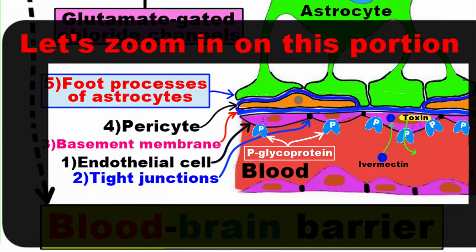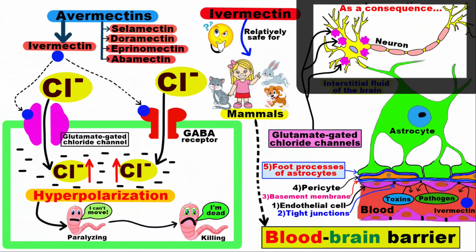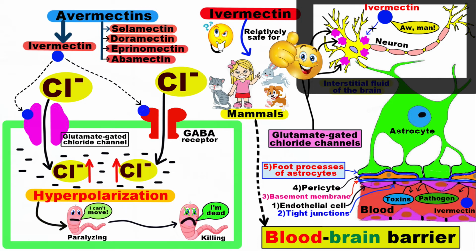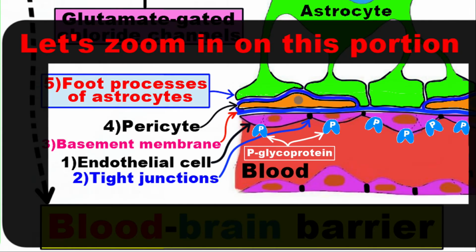In our case, the P-glycoprotein will pump the ivermectin and avermectins out of the cell, preventing their passage across the blood-brain barrier. As a consequence, ivermectin and avermectins will not reach the receptors located on the neurons in the CNS. That's why ivermectin is safe for mammals at therapeutic doses. Now let's zoom back in. I want to show you what happens at higher doses.